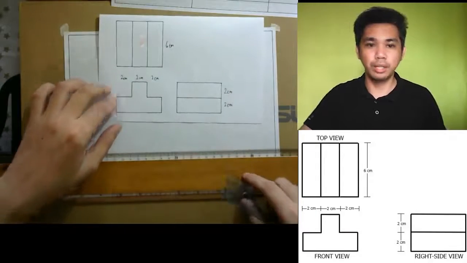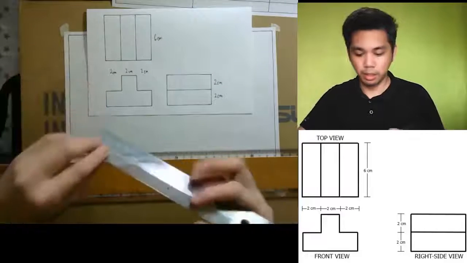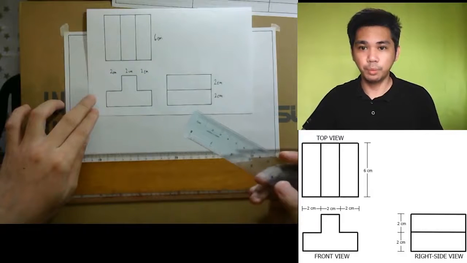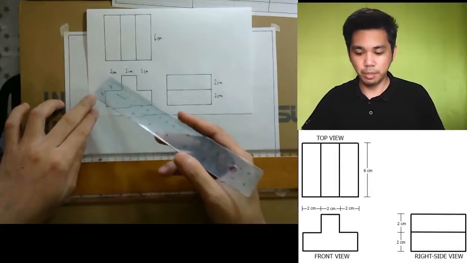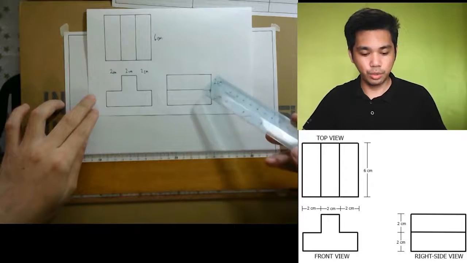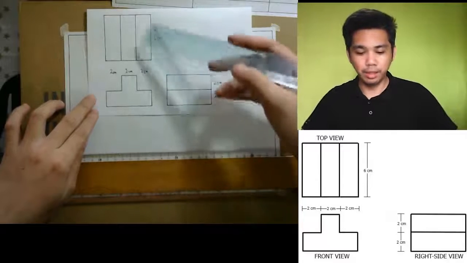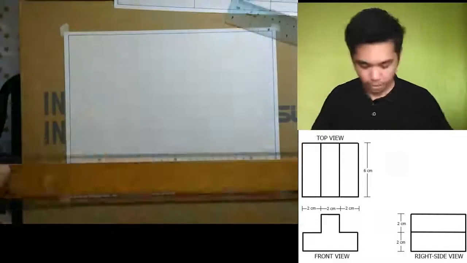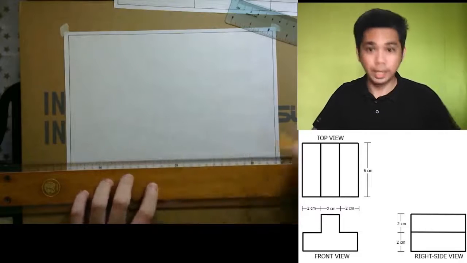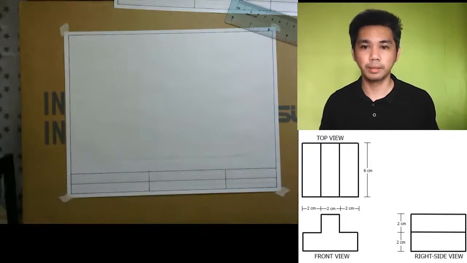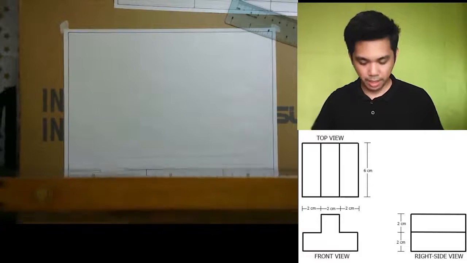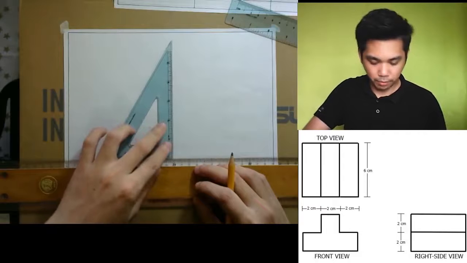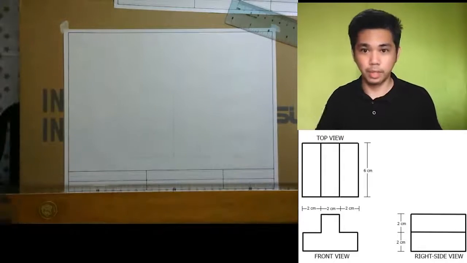The first thing you have to do is measure your given, but since the dimensions are already given, we know that the length or the width of the front view is 6 centimeters. The height is 2 and 2, 4, and then the length is 6 centimeters. So we will start by putting a horizontal line. Next, from the horizontal line, we will create a vertical line, like so.